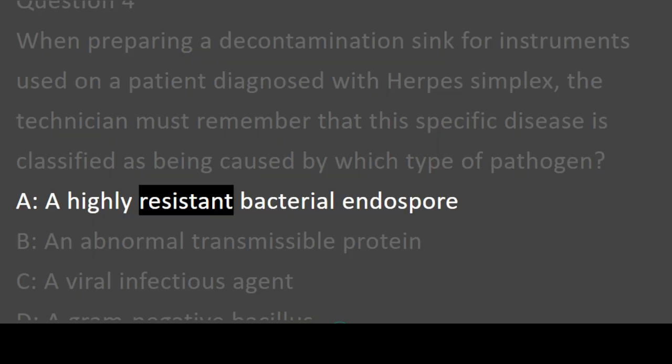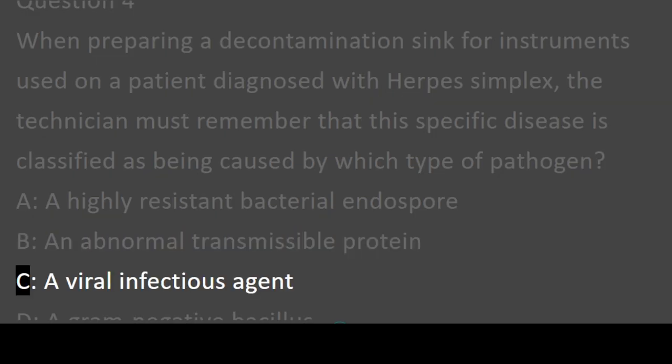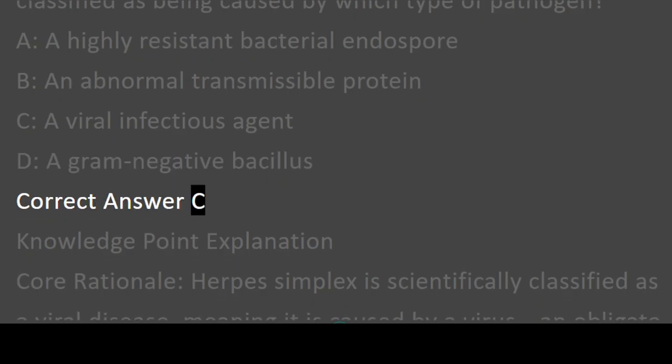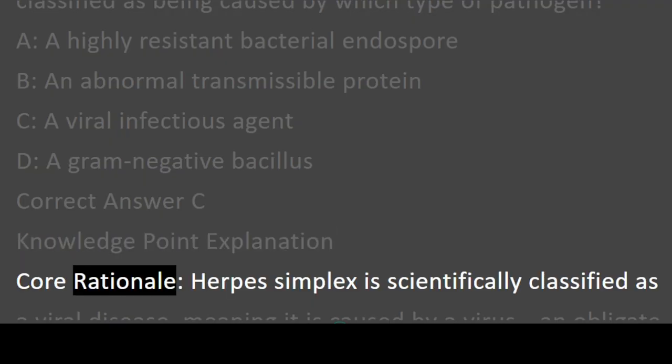A. A highly resistant bacterial endospore. B. An abnormal transmissible protein. C. A viral infectious agent. D. A gram-negative bacillus. Correct answer C. Knowledge point explanation. Core rationale.